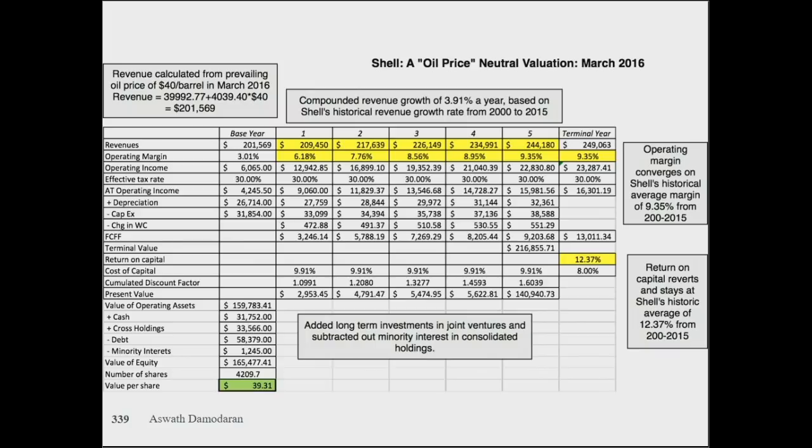Those were the revenues I based my valuation on, because those are the revenues that better reflect where oil prices are today. And then I built the rest of my valuation on those much lower trailing 12-month numbers. The value per share that I got was about 39. Total valuation was a craft.